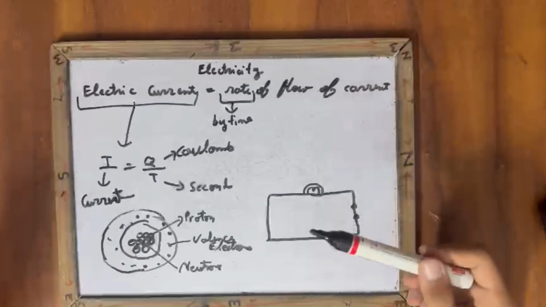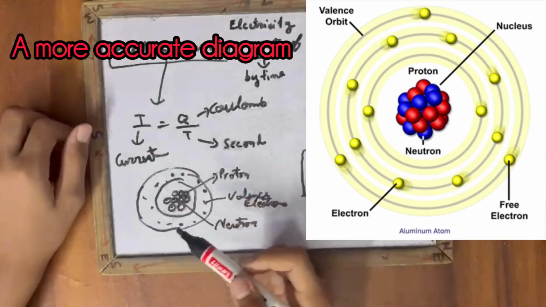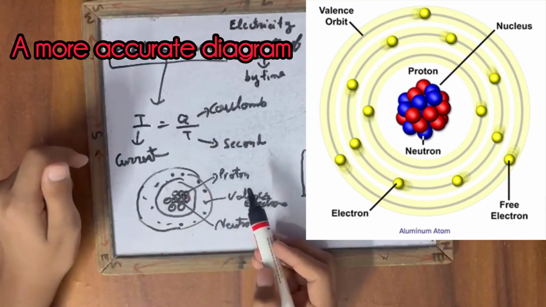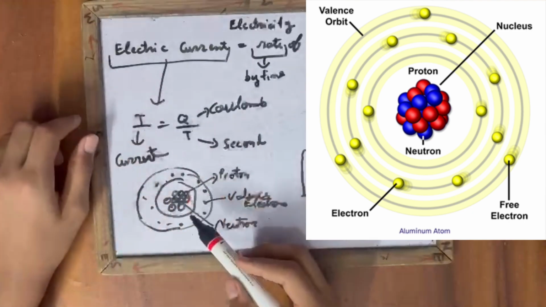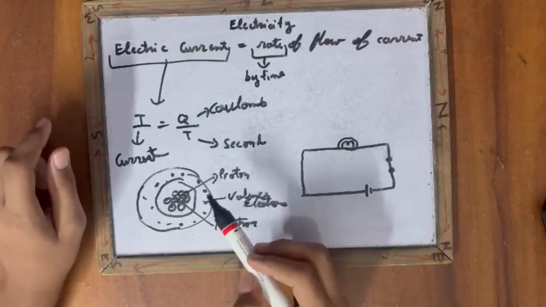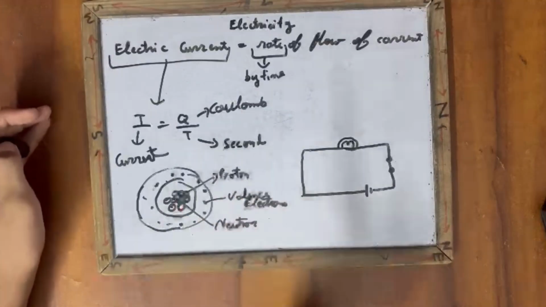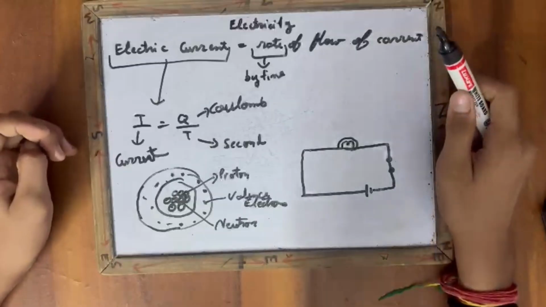Let me show you a diagram of an atom. Atoms look like this. This is a bond of protons and neutrons, and the outside boundaries hold the valence electrons. Valence electrons are the outer electrons.